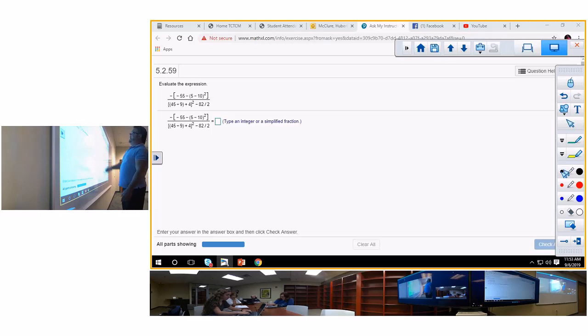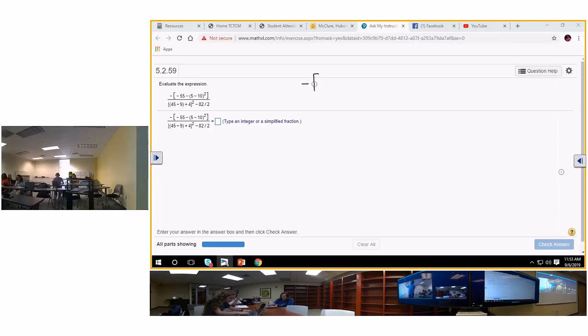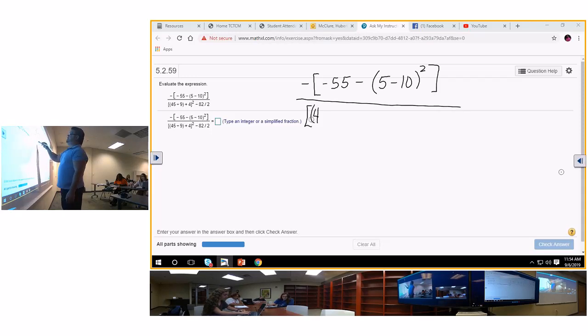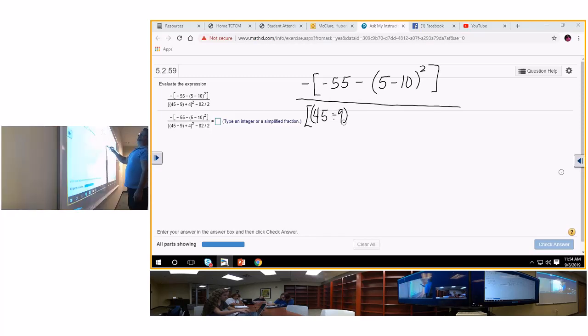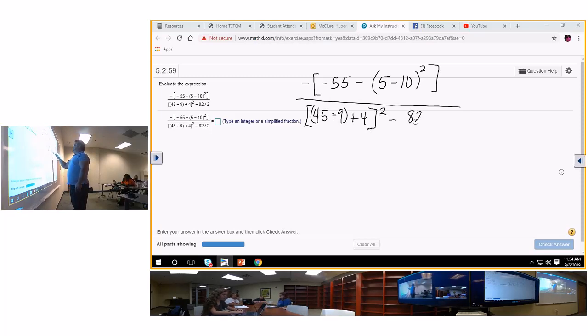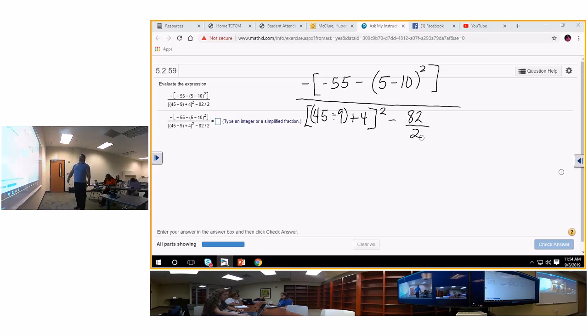Okay. So we got negative 55 minus parentheses 5 minus 10 squared over 45 divided by 9 plus 4 bracket squared minus 82 over 2. Make sure I got all the brackets in the right places. I think I do.